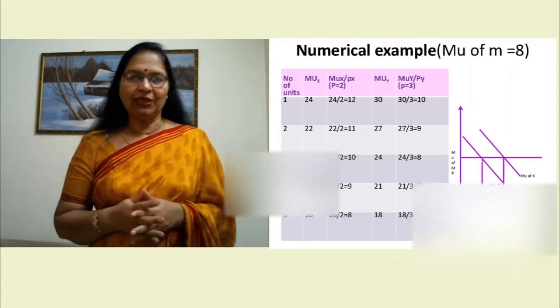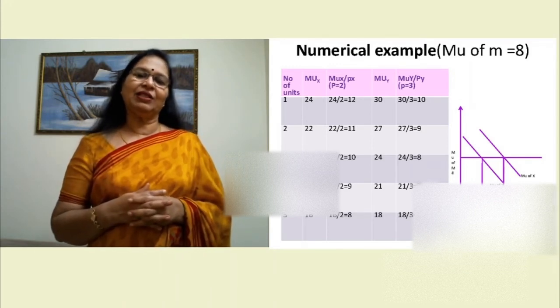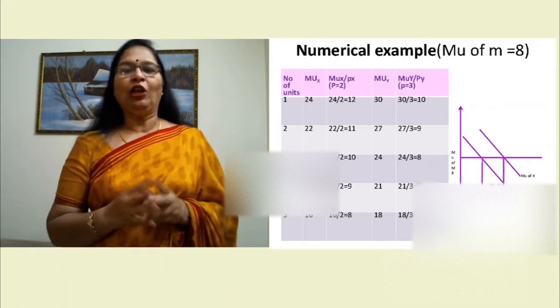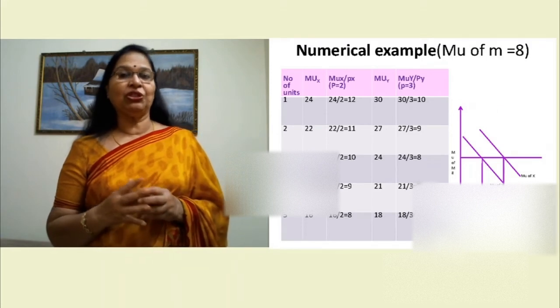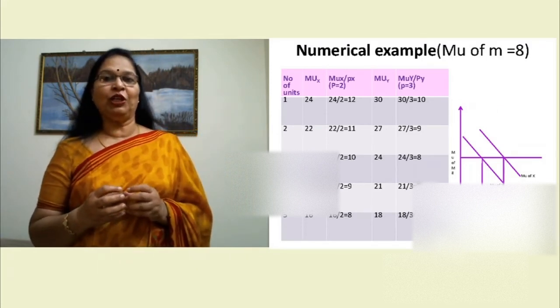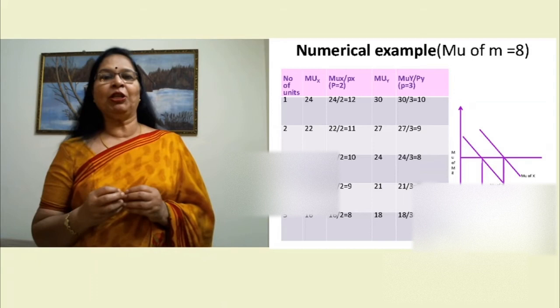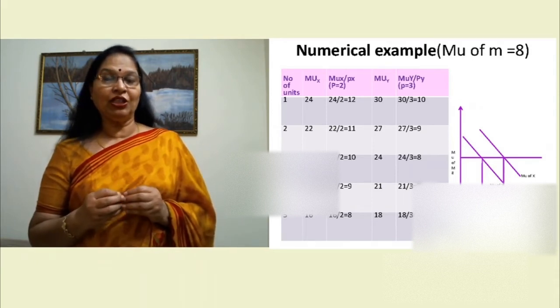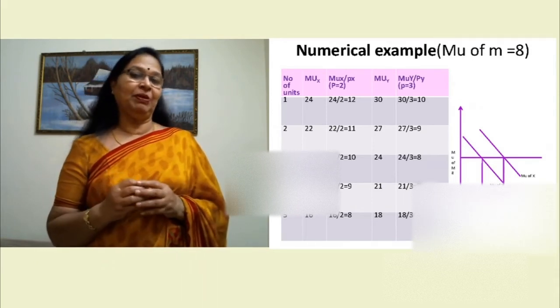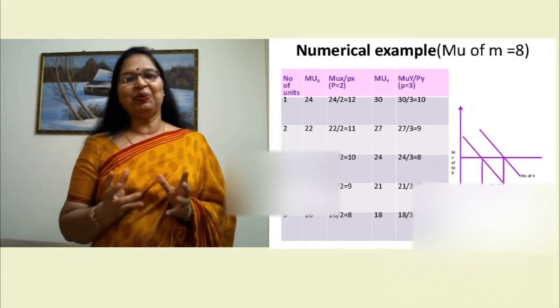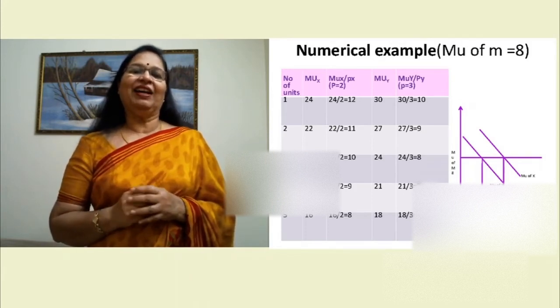Now, this table is complete. Do you think that the consumer, looking at his table, will be in a position to decide how many units of commodity X and how many units of commodity Y he will purchase? I hope you could figure out what is to be done.